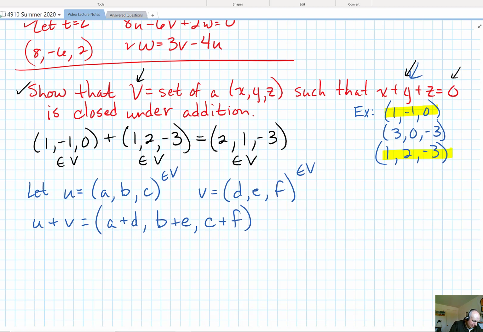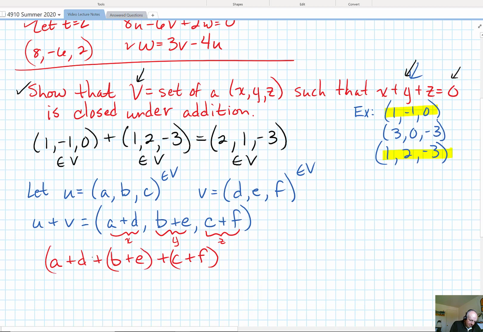Well, now here's the question. What does this component plus this component plus this component equal? The x component, the y component, and the z component of this new vector. So let's add them up. a plus d plus b plus e plus c plus f. I'm just adding them up, and I want to see if it equals 0, because that's what I need it to be. Because if it equals 0, then that means this is in capital V.